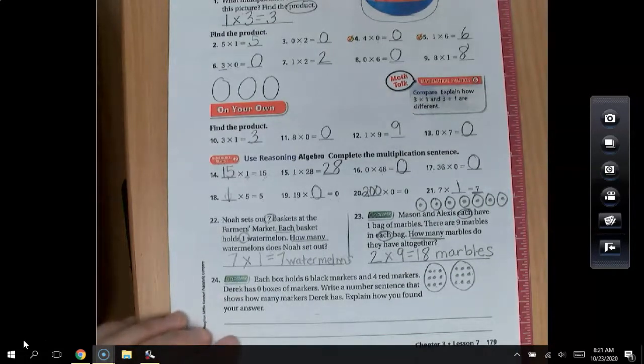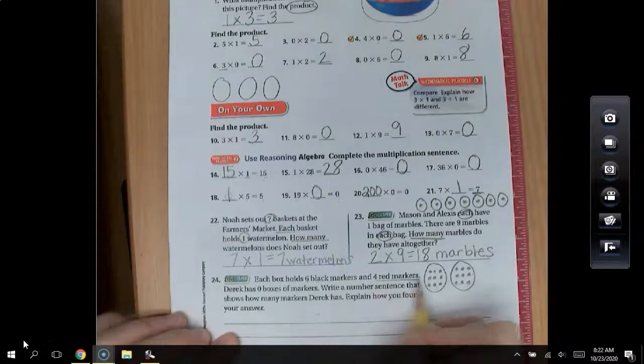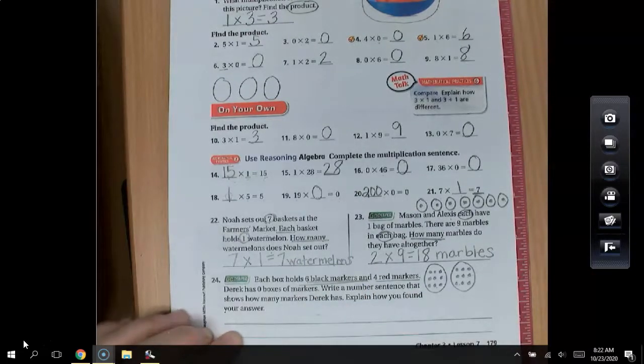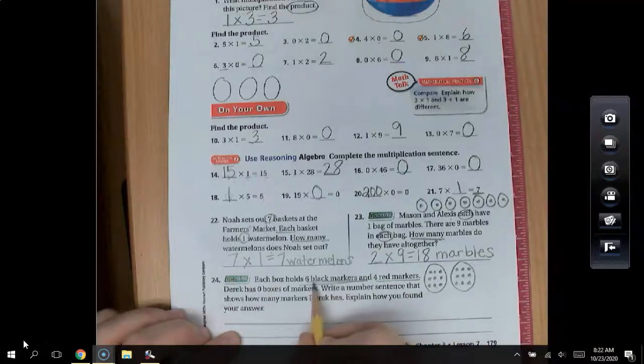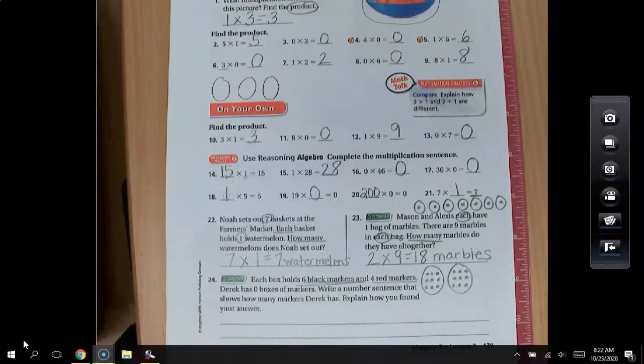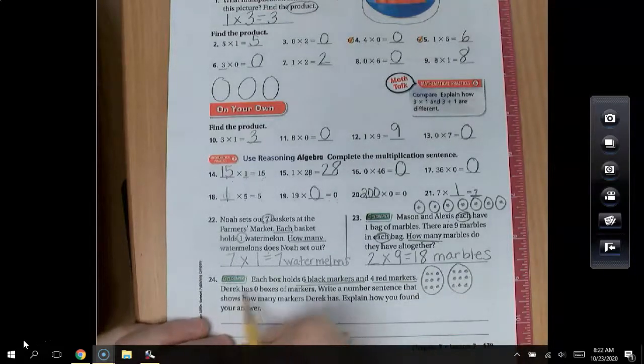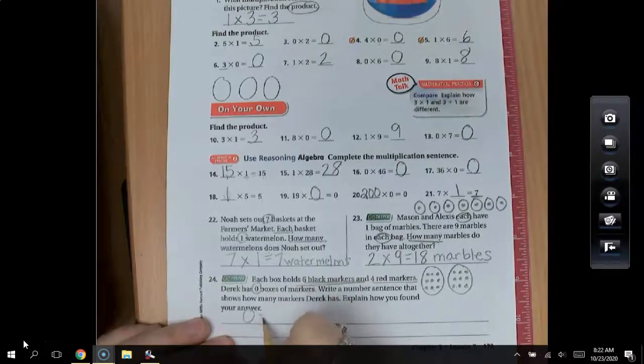Well, I know that each box holds 6 black markers and 4 red markers. So altogether, each box holds how many markers? Well, 6 plus 4 equals what, boys and girls? 10. So I know they're trying to trick me by separating these markers, but I know that each box holds 10 markers. But Derek has 0 boxes. He has 0 boxes of the 10 markers.